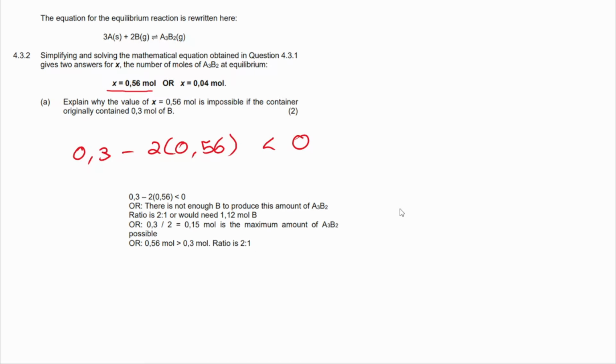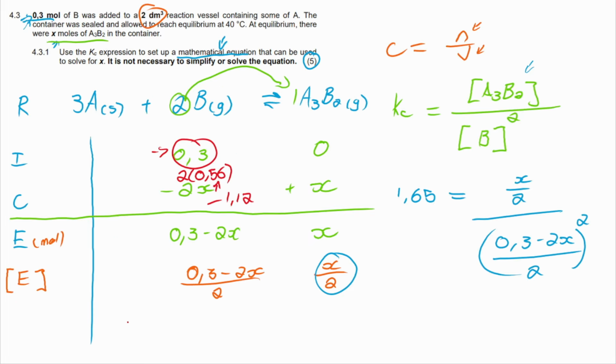Okay, here's a few things from the memo. The memo gives this statement over here, which I've put there. Or you could say there's not enough B to produce this amount of A3B2, which I guess is already stated here. And they say the ratio is 2 to 1, or you would need that many moles of B initially. So yeah, this is also true. The maximum amount of A3B2 possible is 0.15 mole, not this. So a few different answers you could do over there.